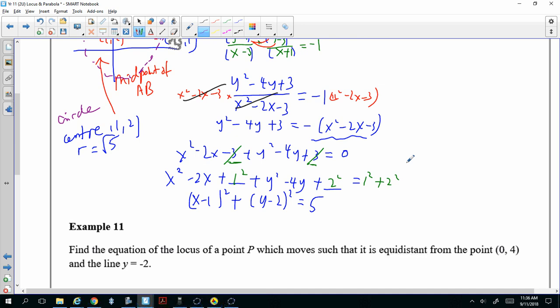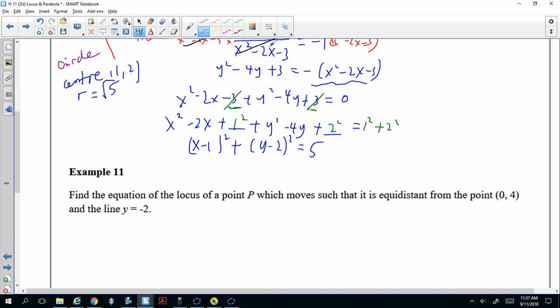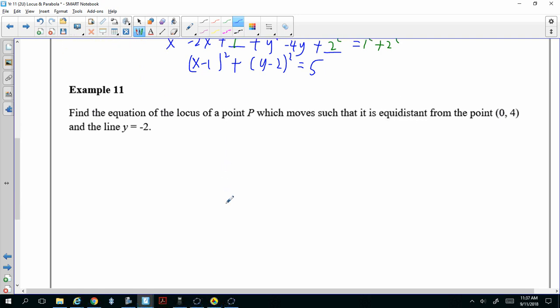Okay, find the equation of a locus of a point P such that it is equidistant again, but this time equidistant from a point and a line. So in this case, you will get a different graph. Let's see what we get. Again, let's draw a picture. And you get the point (0, 4), which is here. And get the line, which is over here.